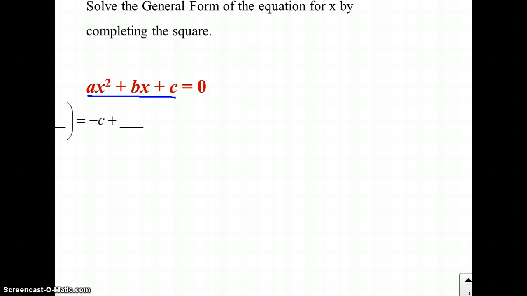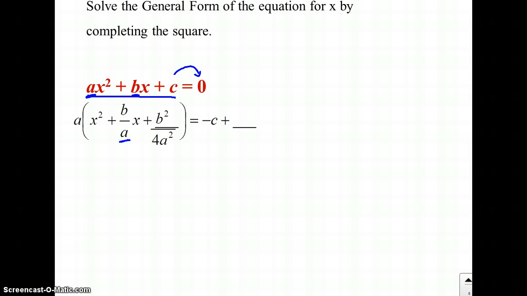So step 1, we're going to factor out the a from the variable terms. We're going to minus the c to the other side of the equation. So b divided by a is b over a. We now take half the middle term, which is b over 2a, and we square that. So that's b over 2a all squared, and we add that to the left side, b squared over 4a squared.